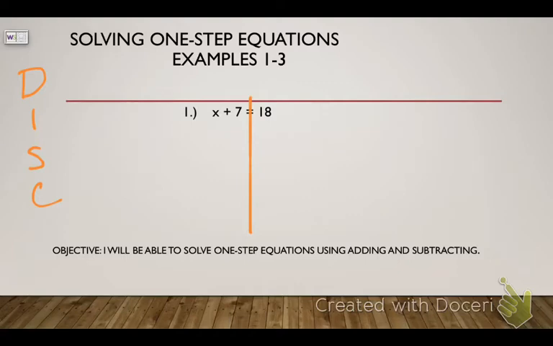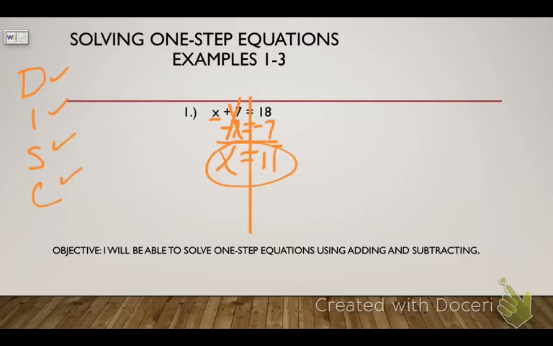Now remember, we want to isolate the variable, which is right there. And we want to do the inverse. So the inverse of adding is subtracting. So we're going to subtract 7 from both sides. What this creates on this side right here is a 0. Positive 7, negative 7, that creates a 0. So now we got x on one side equals 18 minus 7 is 11. That is our answer. So we draw the line, do the inverse, we solve it.